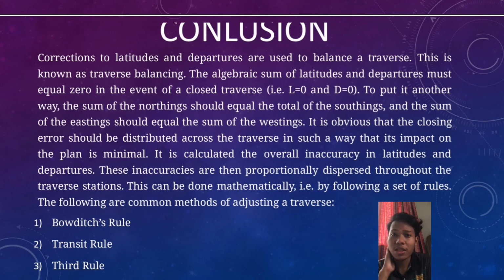It is calculated as the overall inaccuracy in latitude and departure. These inaccuracies are then proportionally dispersed throughout the traverse stations. This can be done mathematically by following a set of rules. The following are common methods of adjusting a traverse. Number 1, Bowditch's rule. Number 2, transit rule. Number 3, third rule. That's all from me. Thank you.